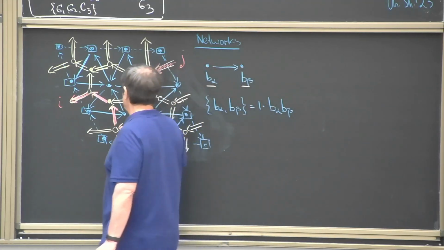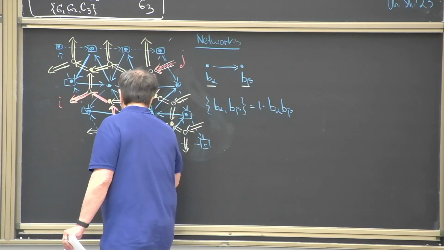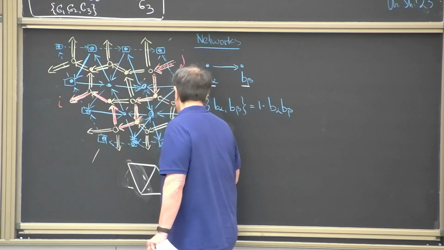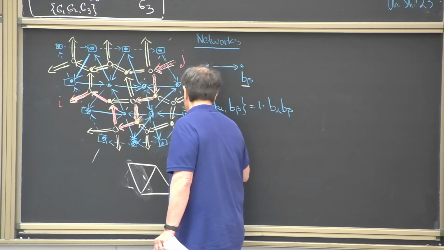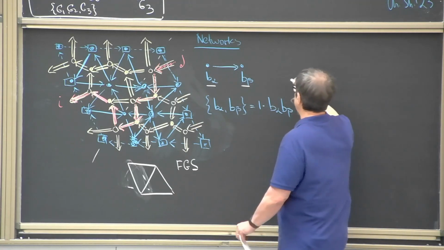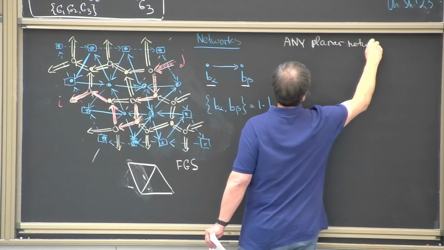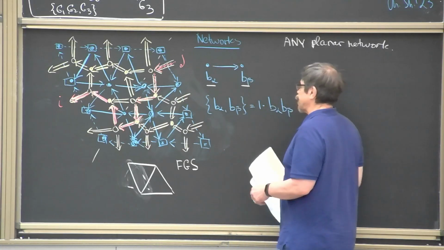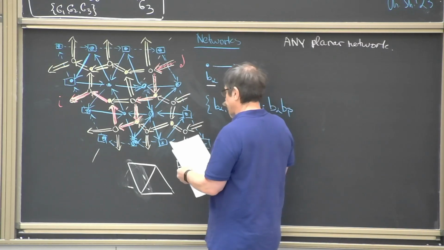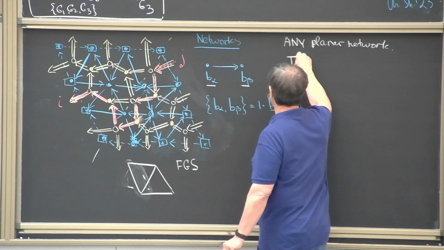What we have here is actually two triangular networks of Fock, Goncharov, Schoen type. But actually, we can consider any planar network. So imagine that we have any planar network. We need only the planarity condition, and we can define what we call a transport matrix.